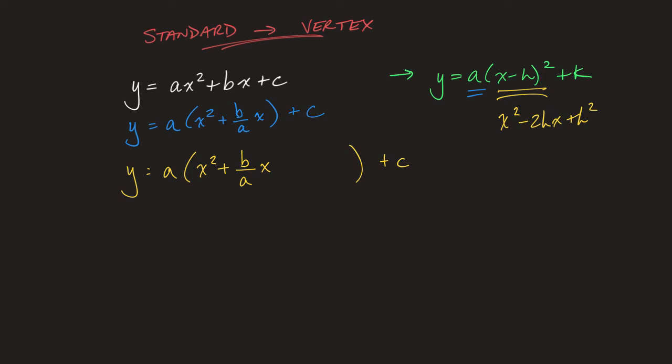And what we need to do now is figure out what value we're going to plug in there. So what do I need to do? I need to take half of that value. So I need half of b over a. Okay, well then that's going to reduce to b over 2a. And now what I need to do is square it.